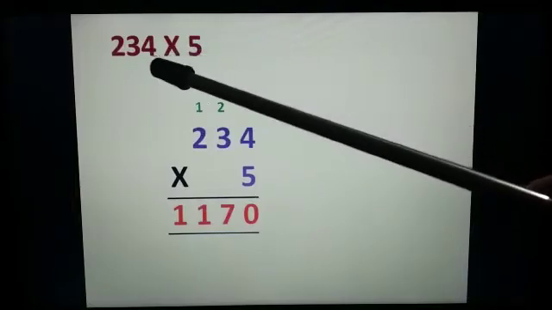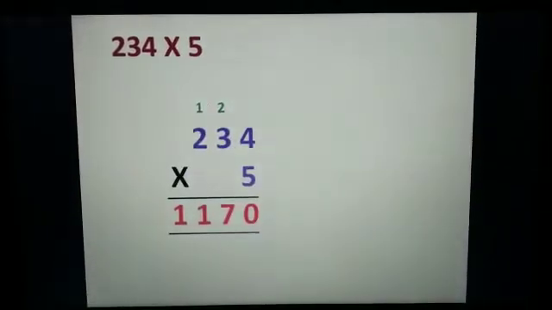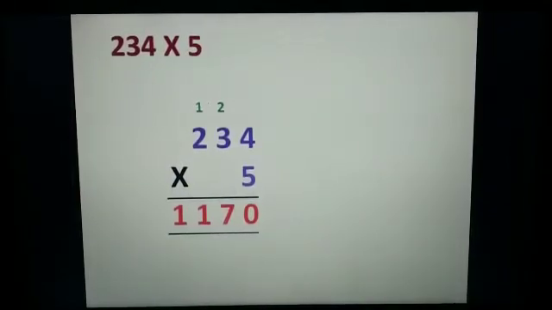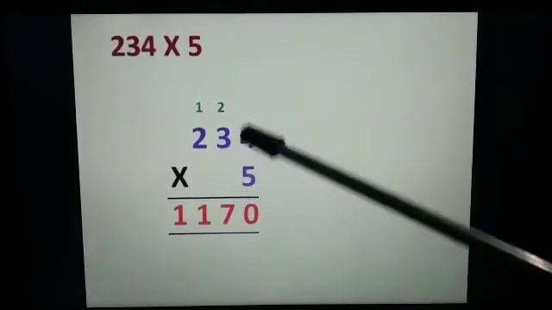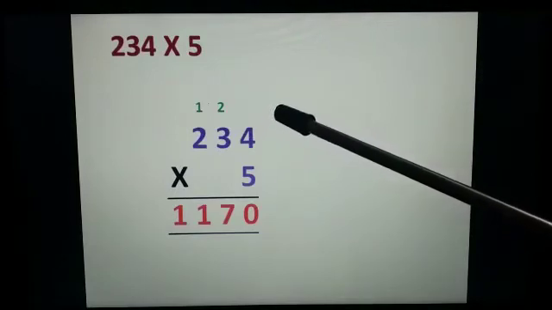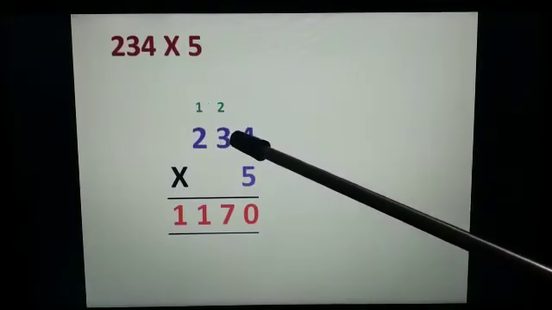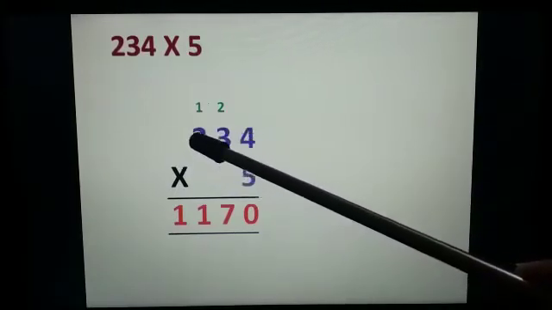That is 5. But we know the table of 5 only till 5 tens are 50. I don't know the table of 5 till 234. So how do I multiply this number? But still we can multiply it using the table of 5. How? Now here 234 into 5. Now this is the ones place. This is the tens place. And this is the hundreds place.